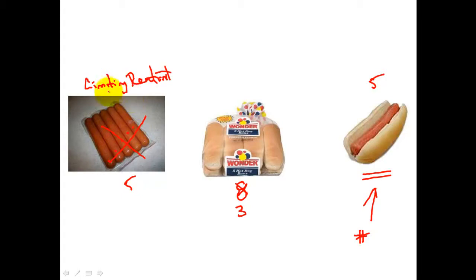Why do we call it limiting? Because it only limits us to making 5 hot dogs. Now with the buns, we had the potential of making 8. We have 3 left over. So this is going to have a name as well. It's going to be called the excess reactant.